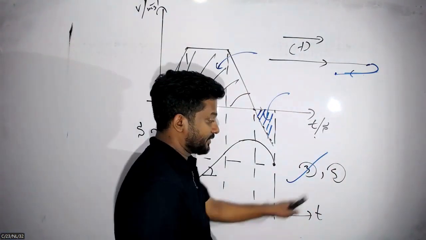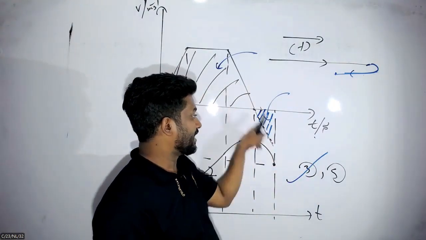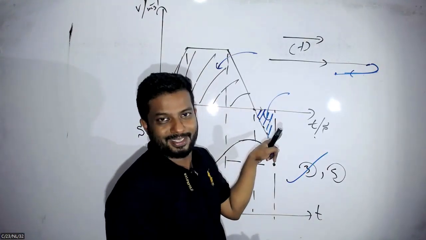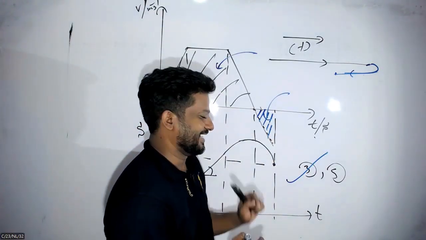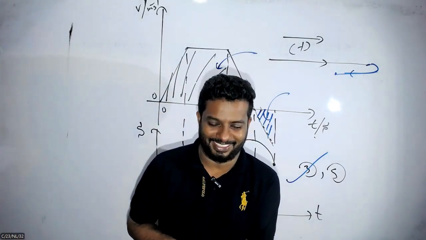According to the fifth one, the final displacement should be 0. Therefore, these two areas should be equal. You can observe that this area is smaller. Therefore, the answer is the third one. Got it? Right. Let's see the answer for the next question.